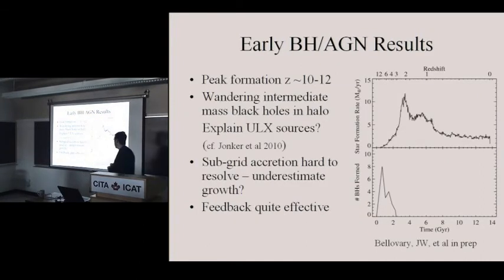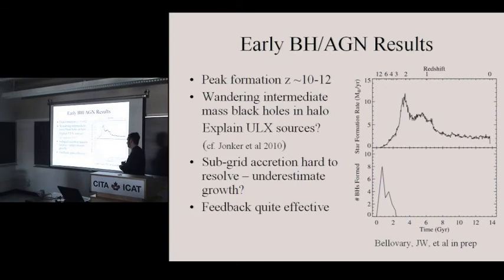So some of our early results: our black hole formation is very much peaked at early times, around redshift 10 or so, sort of just on the cusp of reionization. We get a very large population of wandering black holes, and these things are not particularly good detections observationally. It's kind of a missing population in some sense. However, people have argued that ultra-luminous X-ray sources seen wandering near the centers of galactic halos could be intermediate black holes.